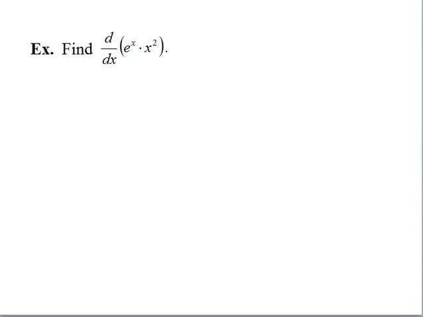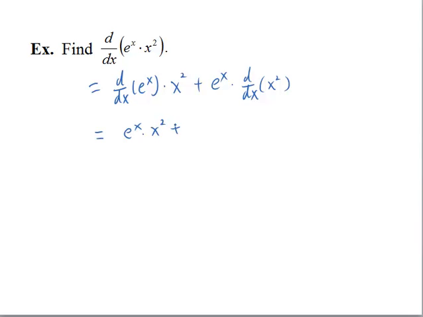Let's look at another example, finding the derivative of e to the x times x squared. By the product rule, it equals the derivative of the first term times the second term plus the first term times the derivative of the second term. So the derivative of e to the x is e to the x itself, and the derivative of x squared is 2x. So we can factor out e to the x and get the final answer: e to the x times (x squared plus 2x).